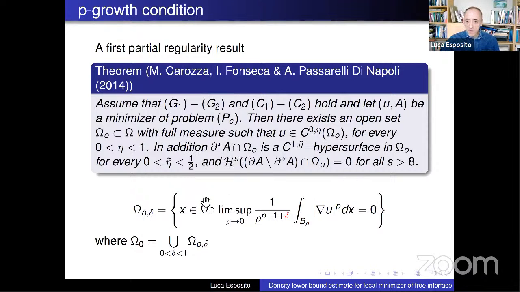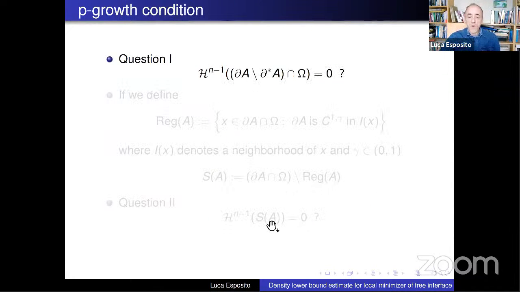And it is interesting to observe that omega 0 is obtained considering exactly the set of points where the bulk energy decays in a good manner. Because here, as you can see, you have that the integral of the gradient to the power p decays faster than rho to the power n-1. Okay, and so there are some questions open. This first question is what I am able to prove.